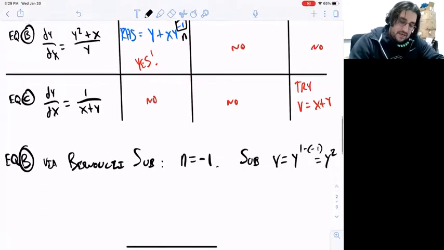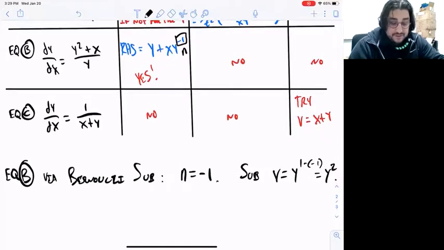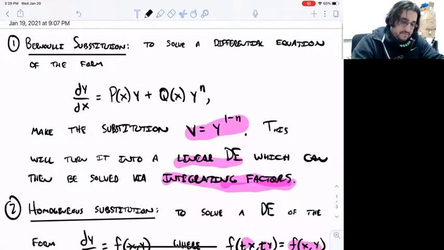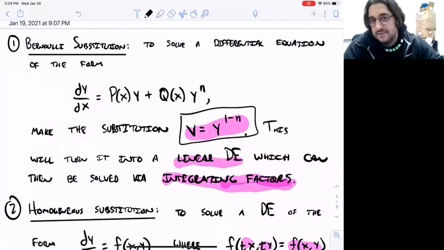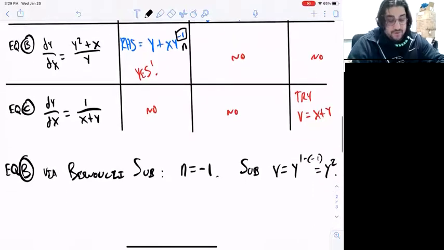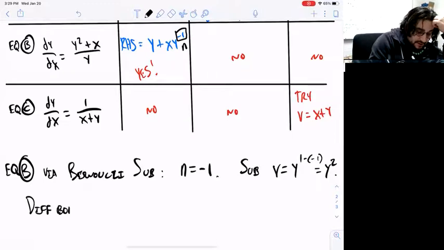That's our substitution. If we're going to make this substitution, we're going to need to do more, though, than just that, right? And this I should mention, we're just following this formula up here, right? V equals y to the 1 minus n. We're just using that formula. So let's apply this to our equation. Now, a few things to notice. One thing is that we have to take a derivative, right? So differentiate with respect to x, both sides.